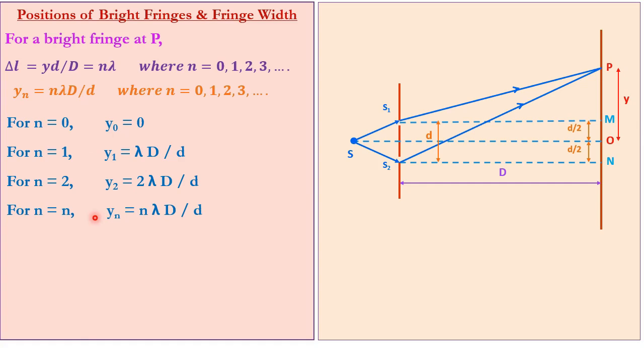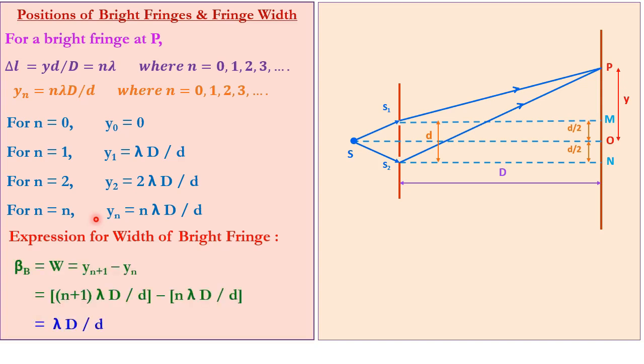What is fringe width? Fringe width is the separation between two consecutive bright fringes or two consecutive dark fringes. It is the separation between the nth and the n plus 1 or n minus 1 bright fringe. That will give me the fringe width for the bright one, and that fringe width is given by beta. This subscript b is representing bright or maxima, and it is given by the symbol w, yn plus 1 minus yn.